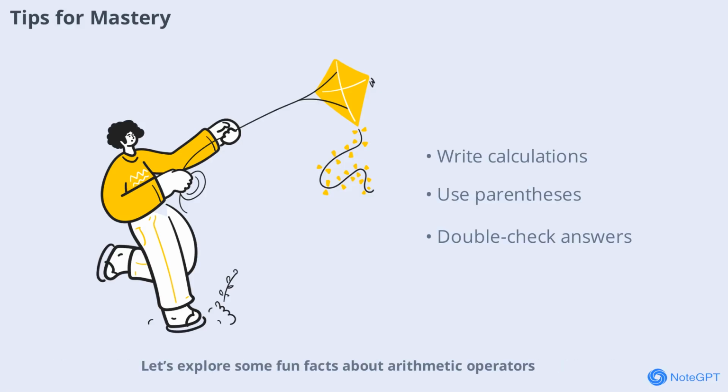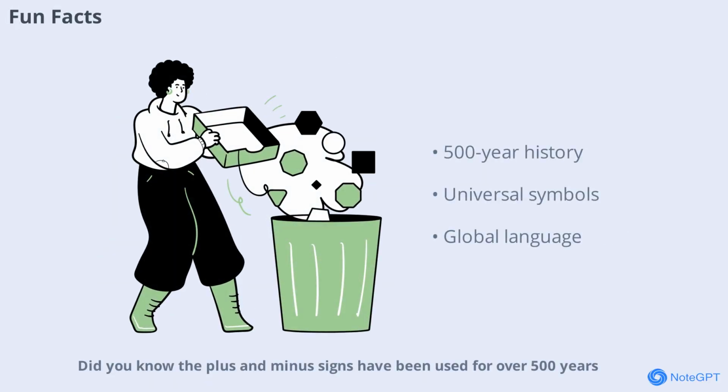Let's explore some fun facts about arithmetic operators. Did you know the plus and minus signs have been used for over 500 years? The multiplication sign, times, was introduced in the 17th century, and the division sign, divided by, came soon after. These symbols make math universal so people all over the world can understand and solve problems. Arithmetic operators are a language everyone can learn.